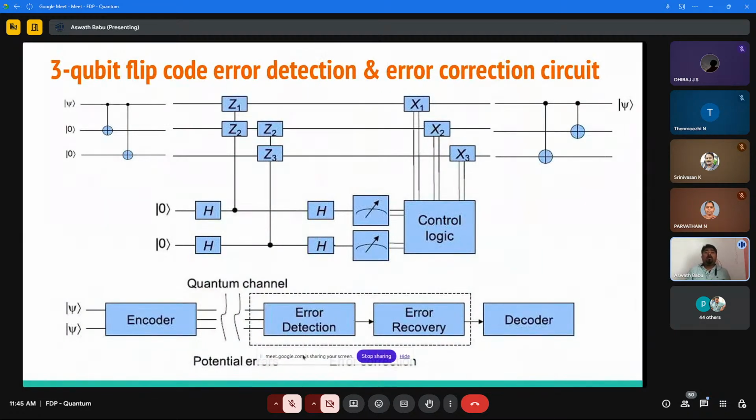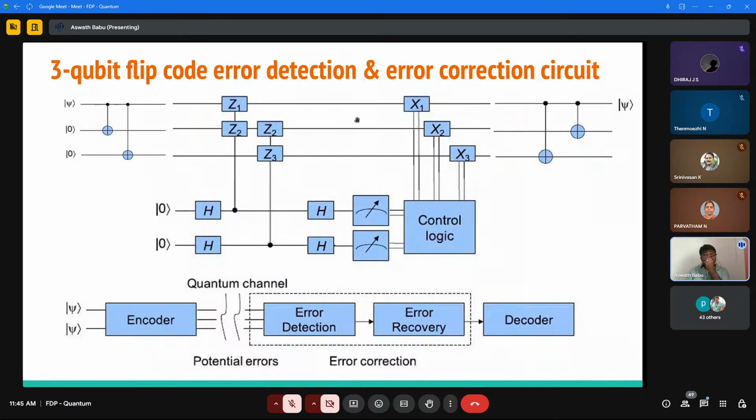Now, if you look carefully, forget about the top. In the bottom, I have written that first I will encode the given quantum system into a 3-qubit system. There is a small correction here: this is the ancilla, ancilla zeros. So instead of one qubit carrying the information, 3 qubits carry the information after the encoding.